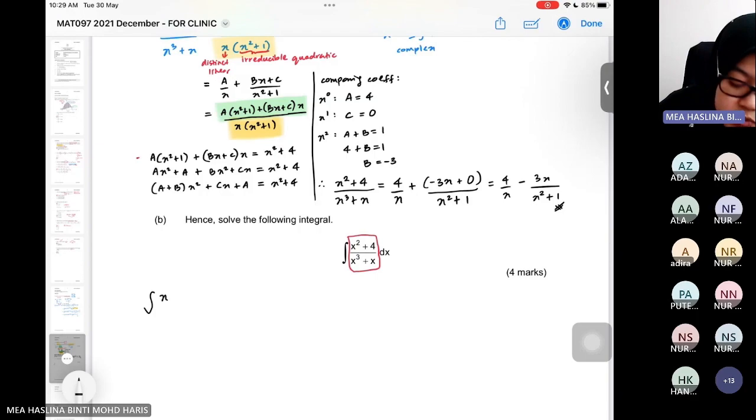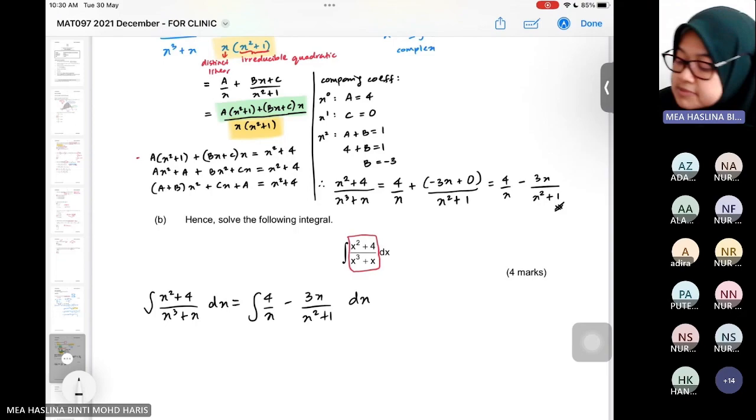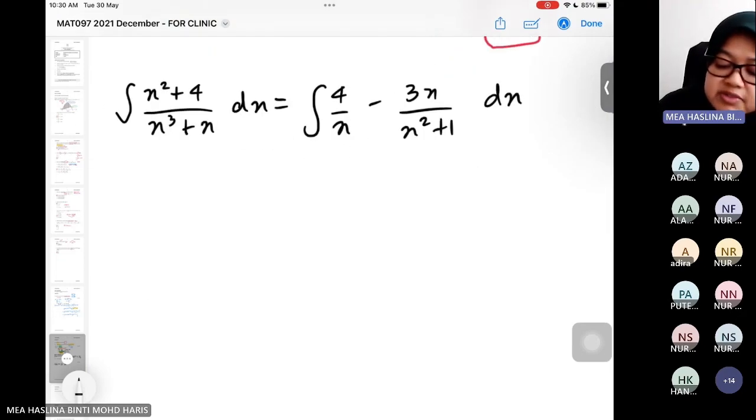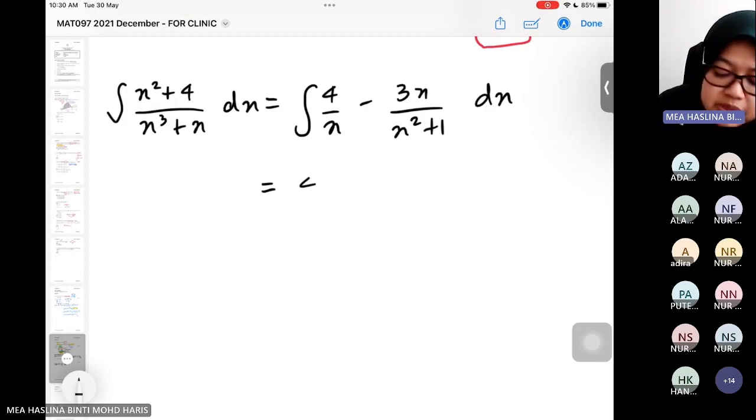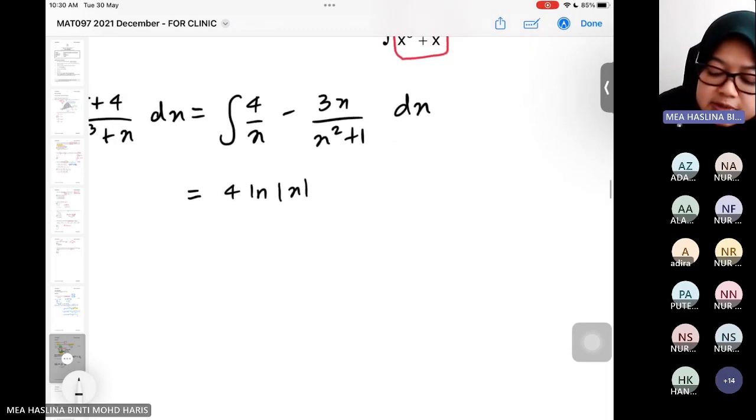Okay, so you have the integral of (x squared plus 4) over (x cubed plus x) dx equals the integral of 4 over x minus 3x over (x squared plus 1) dx. So you have to identify how to integrate each of the terms. 4 over x obviously will be 4 natural log x. But how should you integrate negative 3x over x squared plus 1 with respect to x?